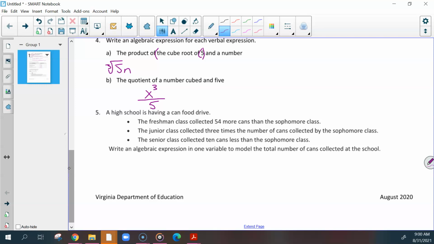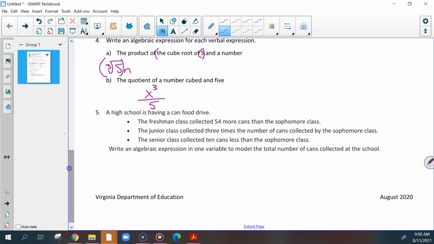4A, would it be okay if you put 5 and then the dot? Sure. Or you could put it in parentheses, to kind of show that the n is not underneath.